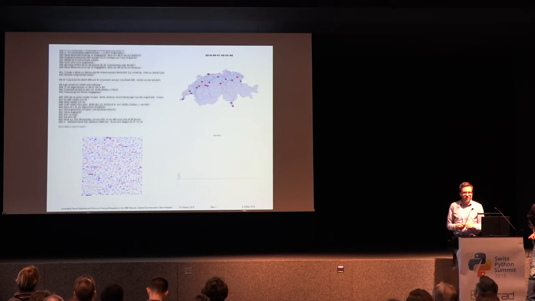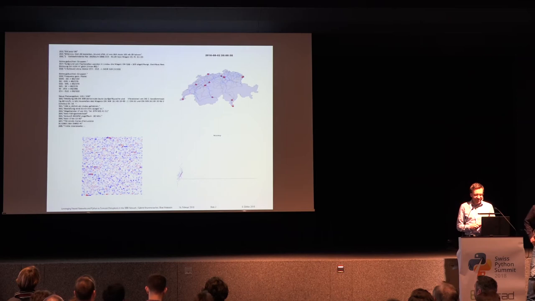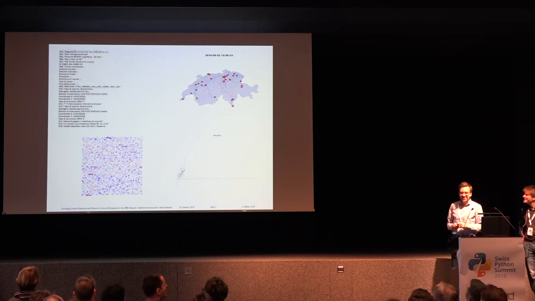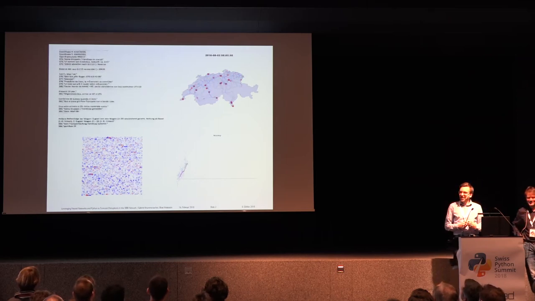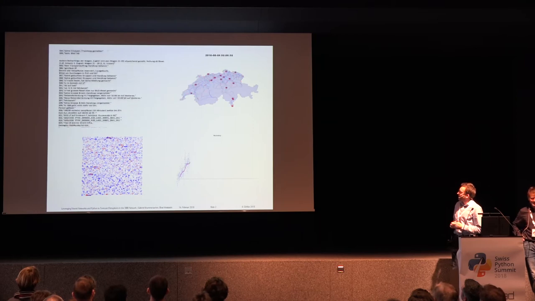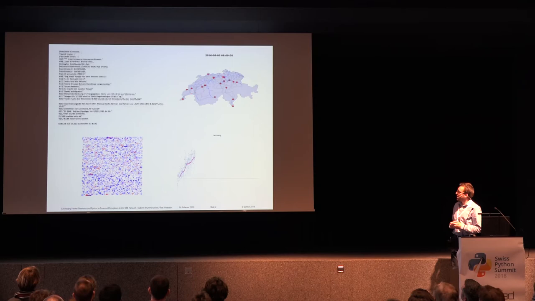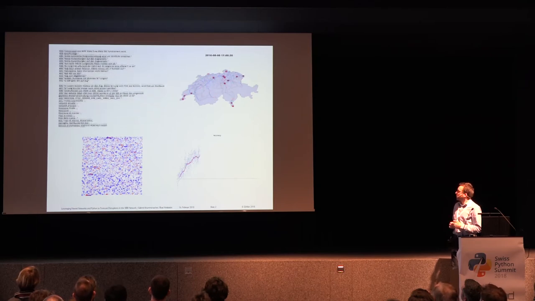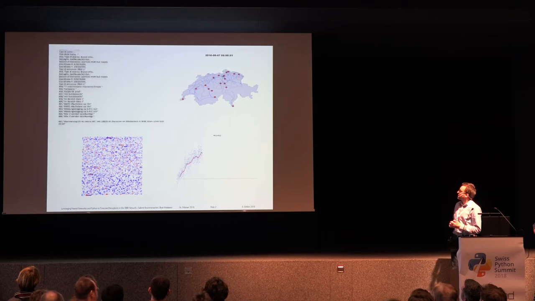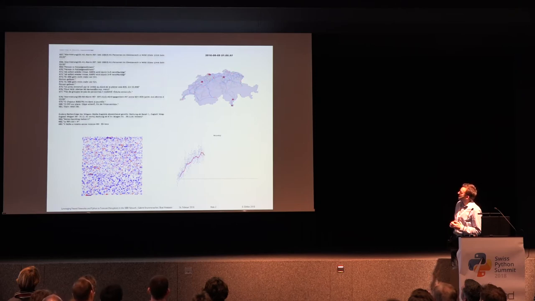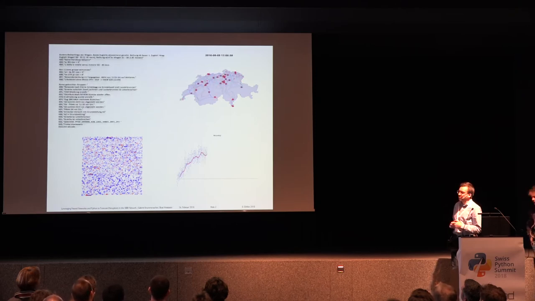It's a bit more boring. There's no rockets in it. But it illustrates what we were doing. On the right-hand side, on top, you can see all these text messages. They're related to all the red dots you can see on the Swiss map. On top there's a time and date. These are all disruptions to the network.